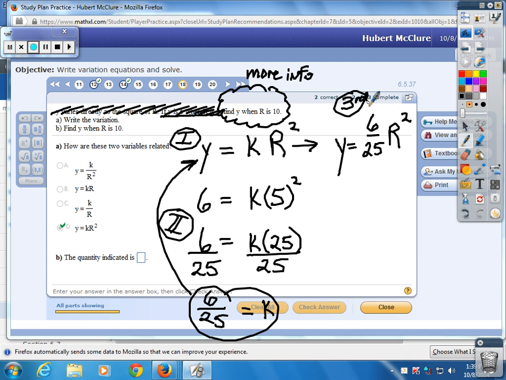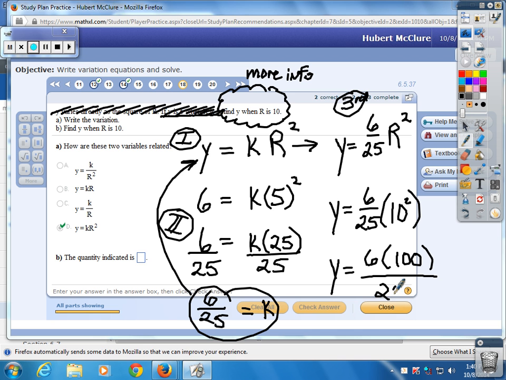Finding the equation, then finding K and putting K back in the equation, and then plugging in what? The more info. So Y is equal to 6 over 25 times 10 what? Squared. Now do not reach for a calculator because you do not need one. What is 10 squared? Why do you not need a calculator?